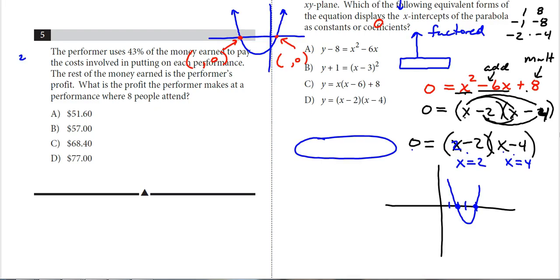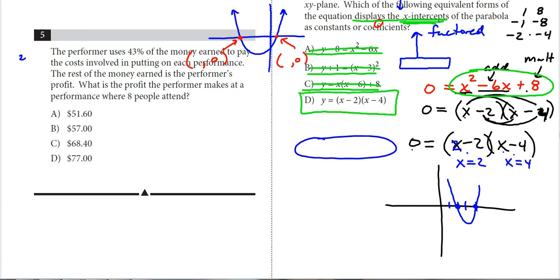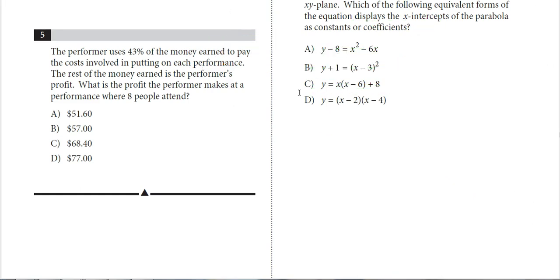One thing to point out here as well that students have asked me about in the past: every single one of these, if you multiply them out, is going to equal your original expression here. They all are equivalent, but the key was the equation did not show the x-intercepts. You didn't see the 2 or the 4 in any of these top 3 equations. Only in the bottom one were they visible in the equation. So be careful that you're not just trying to get it to match up to be equivalent.